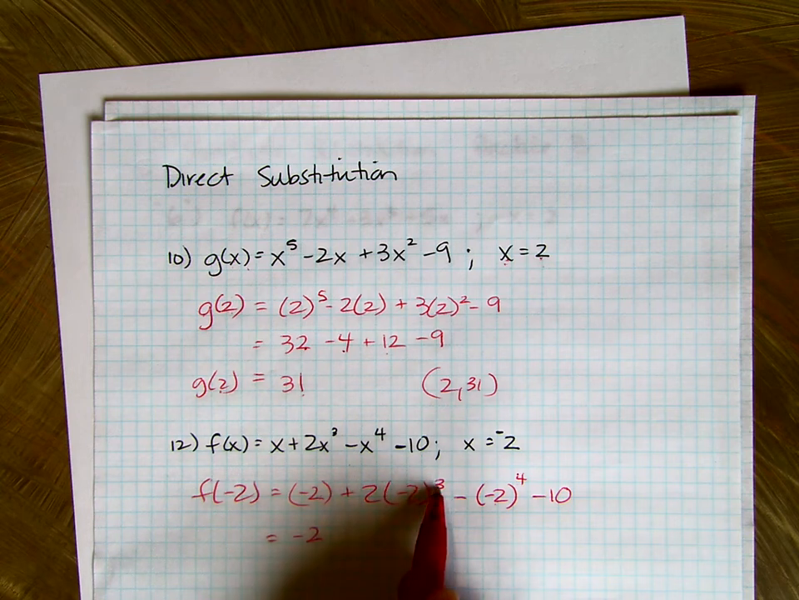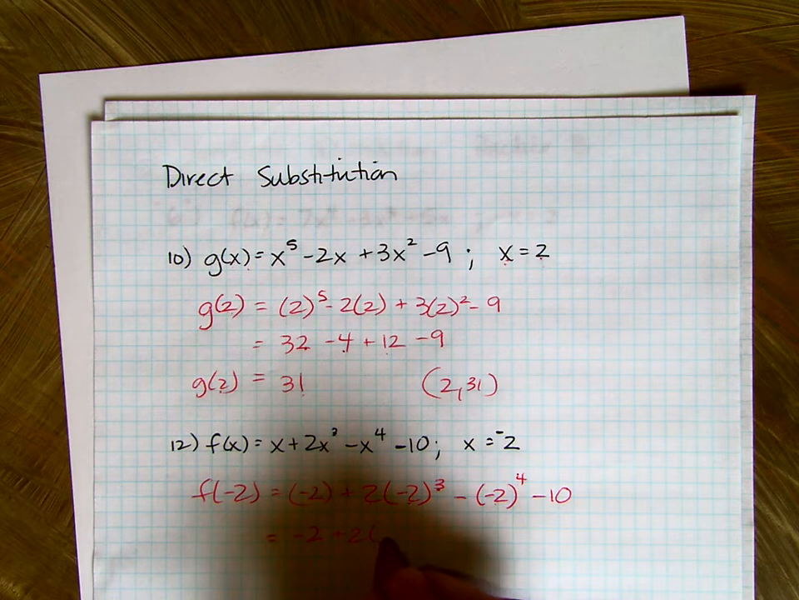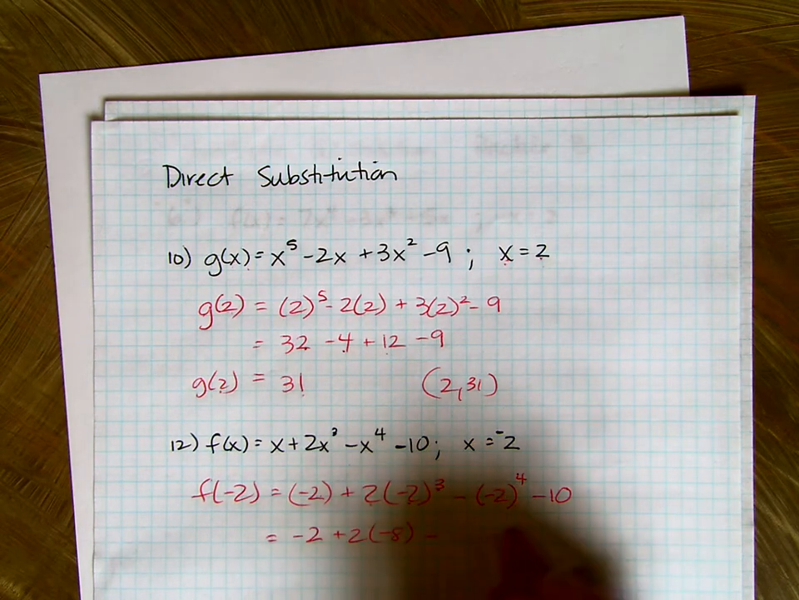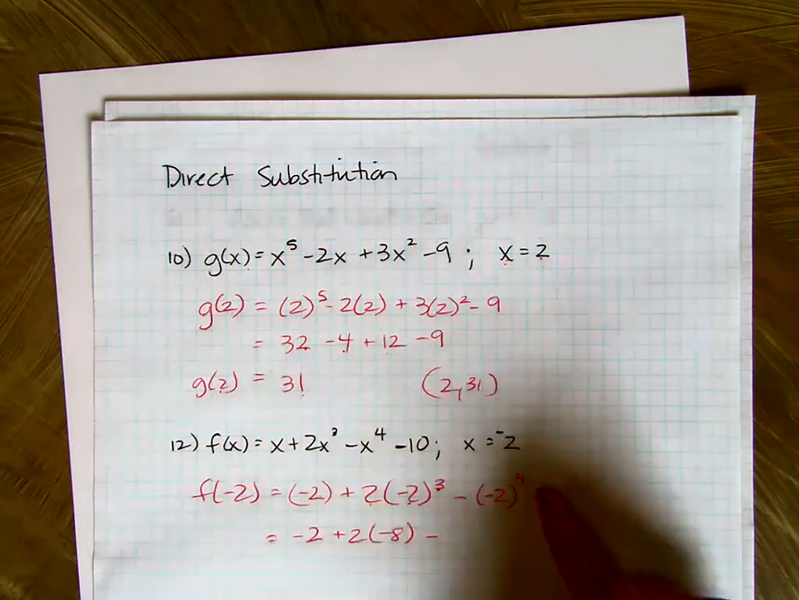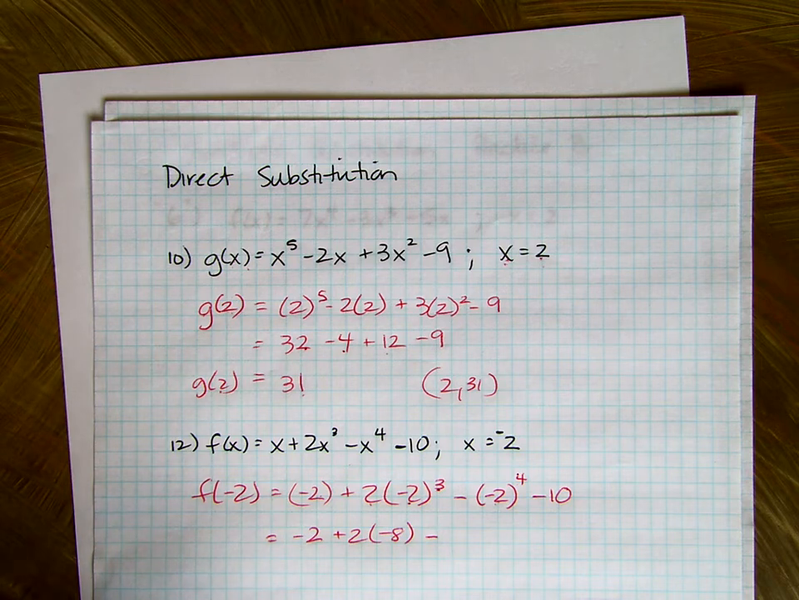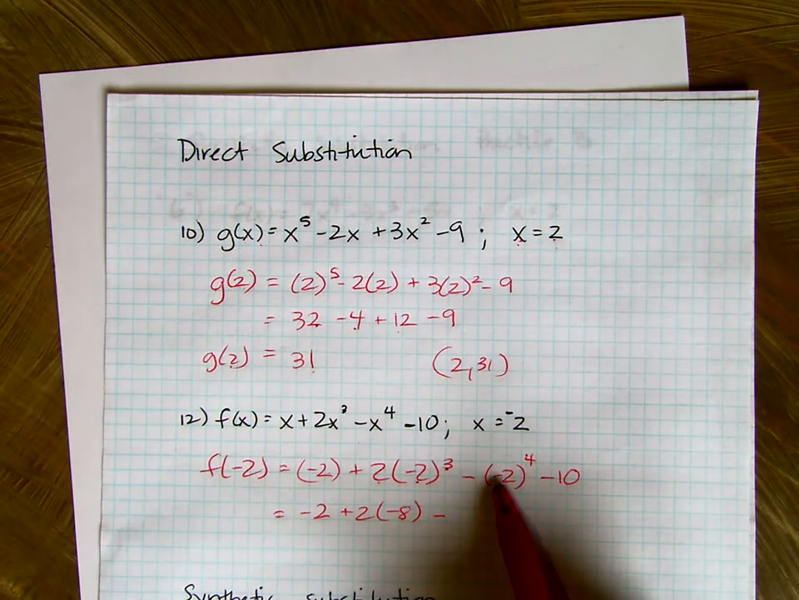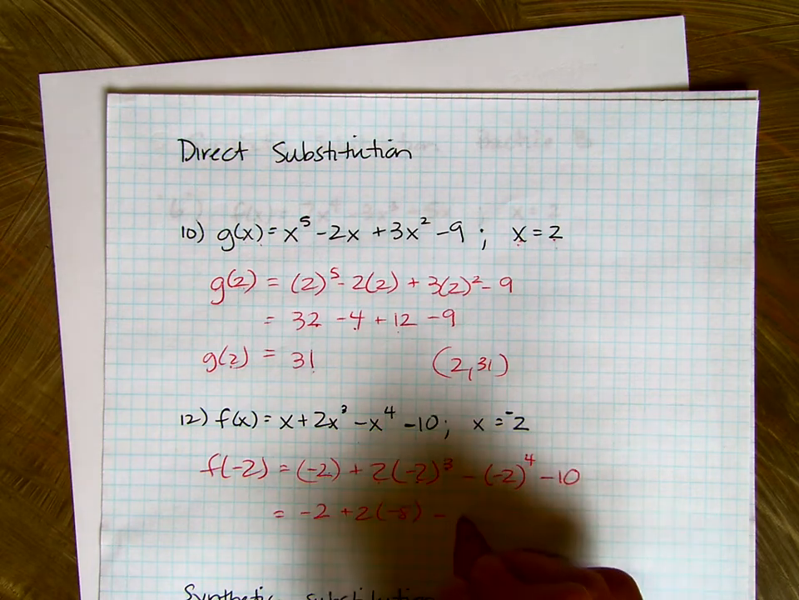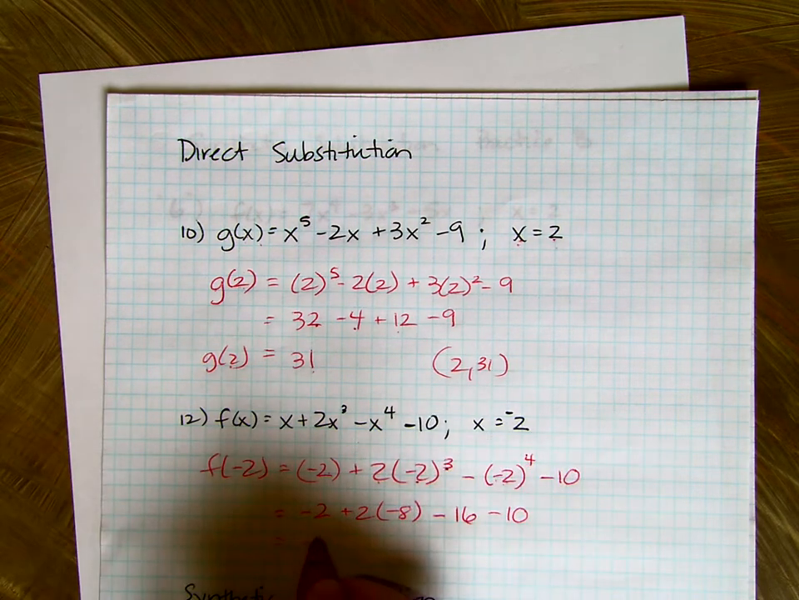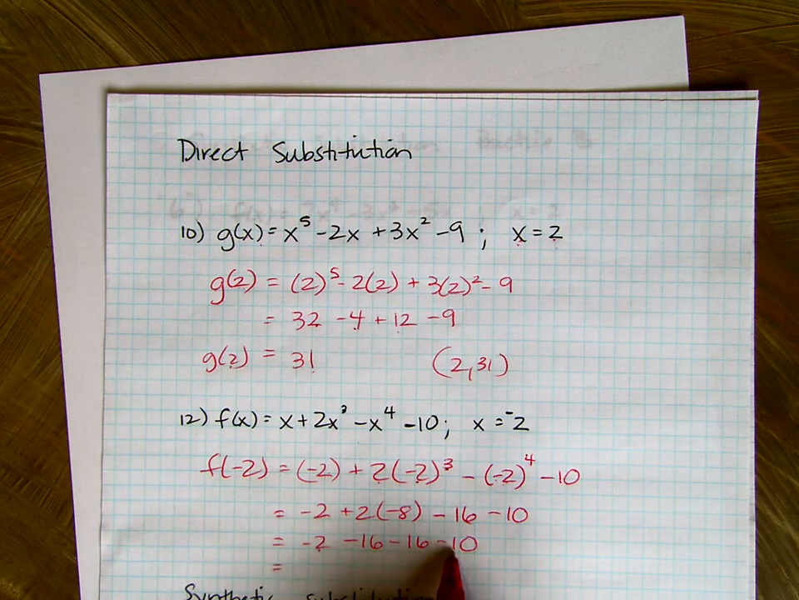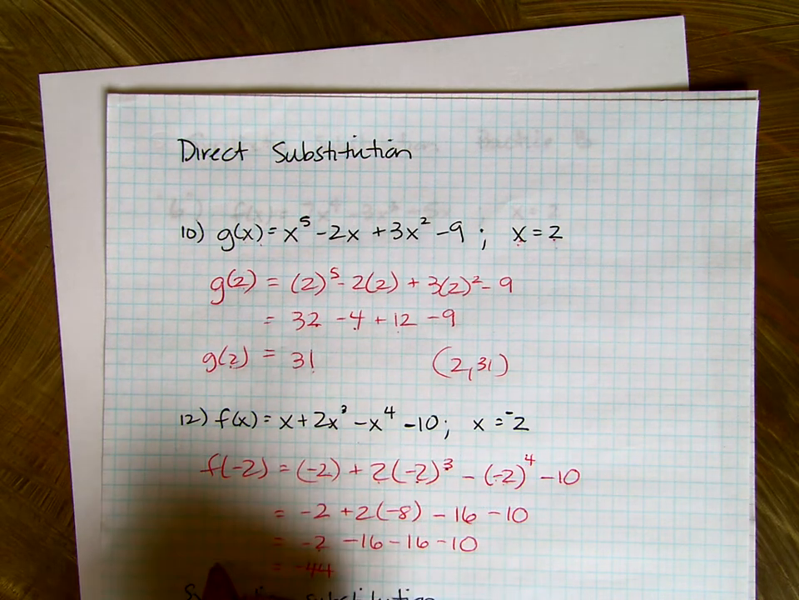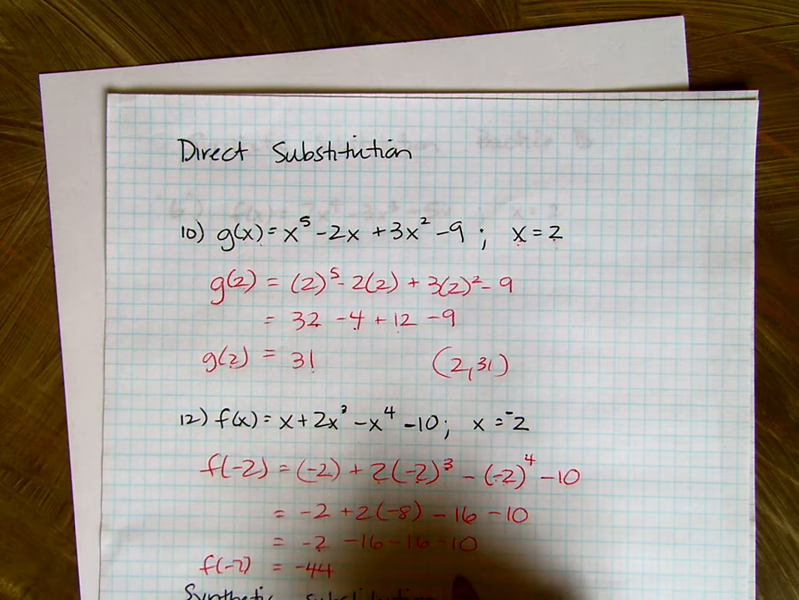(-2) cubed is -8 times 2. I'll be a little more deliberate. Minus, and what's (-2) to the 4th? Well, -2 times -2 times -2 times -2. A negative times itself 4 times will be positive. 2 to the 4th is 16, minus 10. So I have -2 minus 16 minus 16 minus 10. That's a -32, a -34, a -44. And so when -2 goes in, -44 comes out.